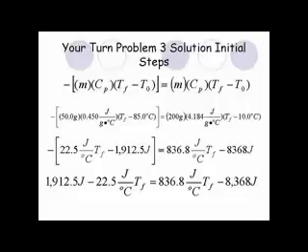We're going to go ahead and multiply through the heat loss side by -1 so that we can get rid of that negative sign outside the bracket, and when we do that, it will make the 1912.5 joules positive, and we set up the equation so that it's subtracting the 22.5 joules per degree Celsius TF, and that is still equal to 836.8 joules per degree Celsius TF minus 8,368 joules. And we're going to go ahead and combine the like terms and rearrange the equations so that we can solve, and you'll see that on the next slide.